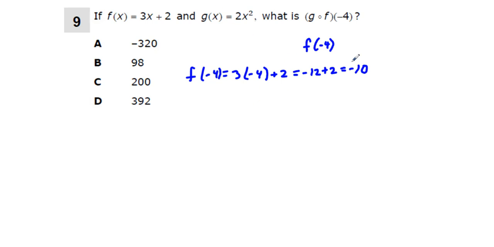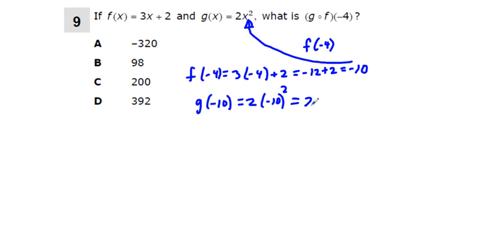So we're going to take this -10 and plug it in there for this x here, and we'll have our answer. So g of -10 is equal to 2 times -10 squared. -10 squared is going to be 100, and times 2, so that's going to be 200. So our correct answer for problem 9 is C.